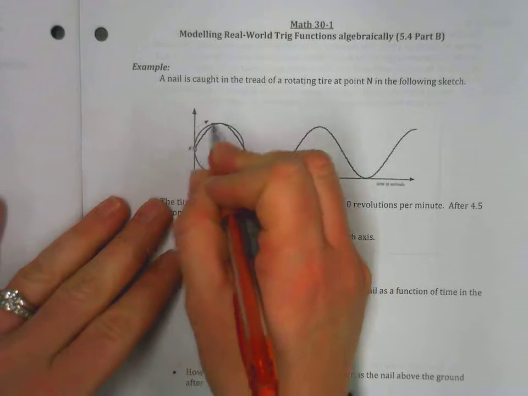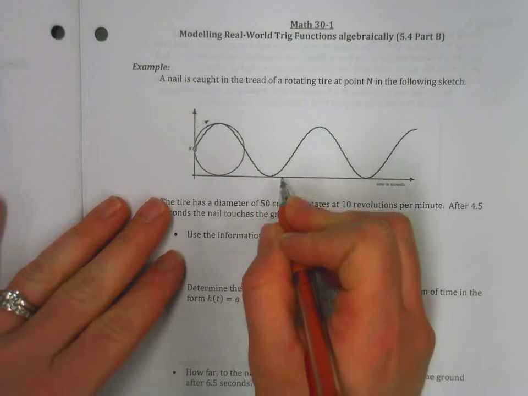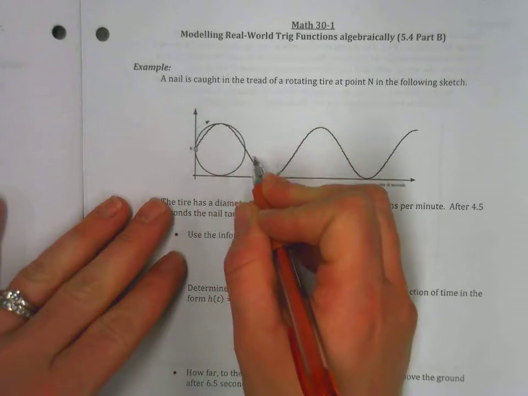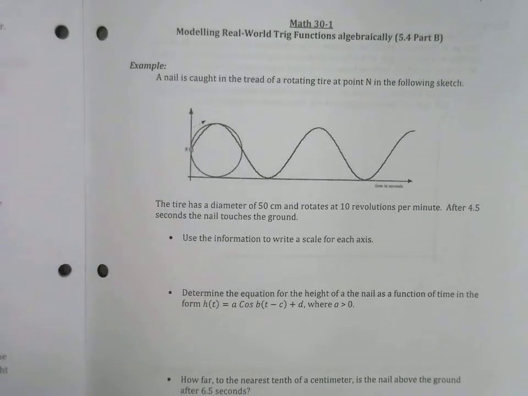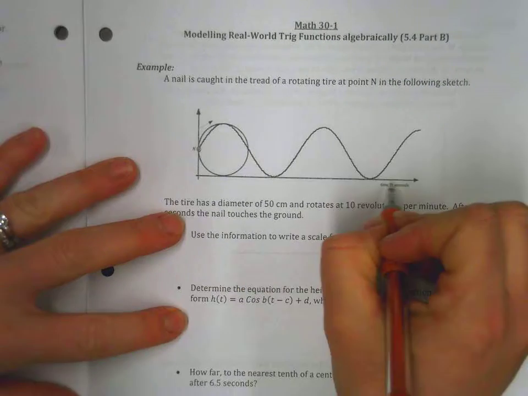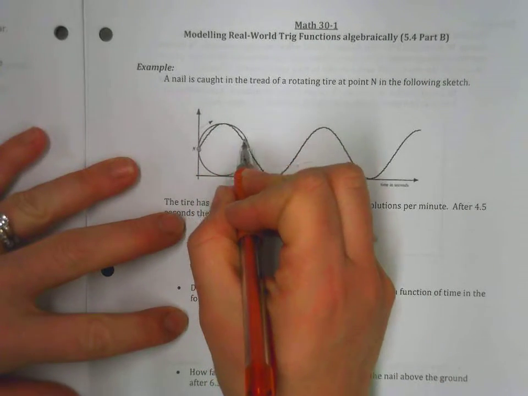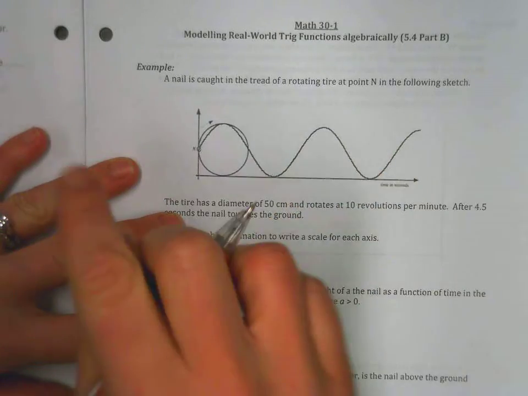The tire has a diameter of 50 centimeters and rotates at 10 revolutions per minute. After 4.5 seconds, the nail touches the ground. Use the information to write a scale for each axis. So thinking about this information, this will represent our time in seconds, so how fast the nail is moving or how fast the tire is moving. And then this is going to represent the height of the nail in terms of where it is in terms of the tire.